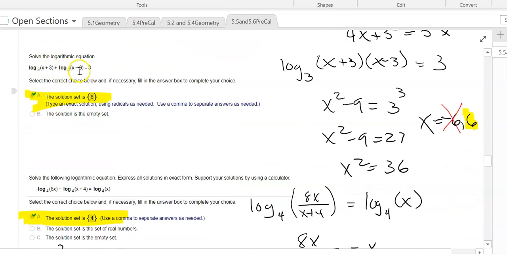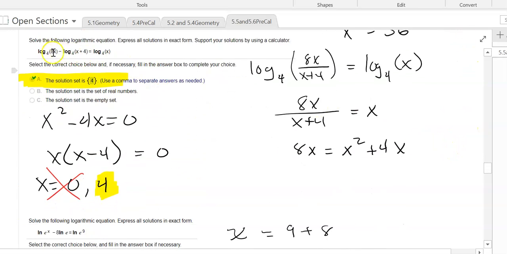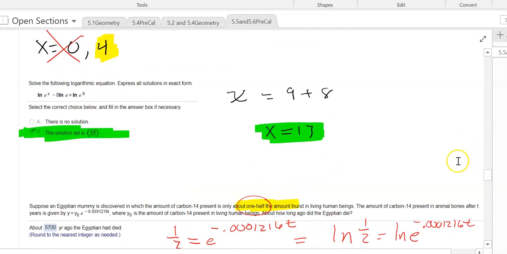Here we're adding, which means we're multiplying x plus 3 times x minus 3, which is x squared minus 9. 3 to the 3rd power is 27. Solve. Now I get -6 and 6, but -6 would give me a negative number inside there, so it's only positive 6. Here we're subtracting, so that's 8x over x plus 4. Same bases, so I could set those things equal to each other. Multiply here, so I get x squared plus 4x is equal to 8x. Solve. Factor. 0 I can't put in, so therefore 4 is my only solution.